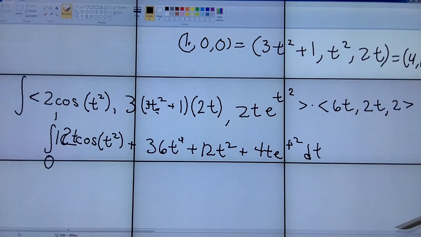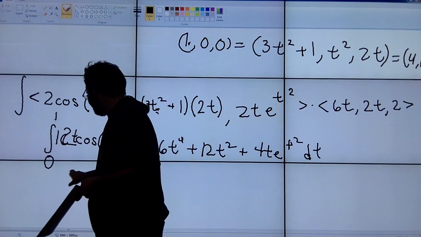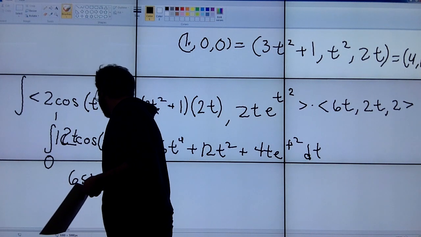So then it's a matter of doing the integration. This integration is not so bad. It just requires a couple of u-substitutions. You would do a u-sub here for u equals t squared, and you would get 6 sine t squared.